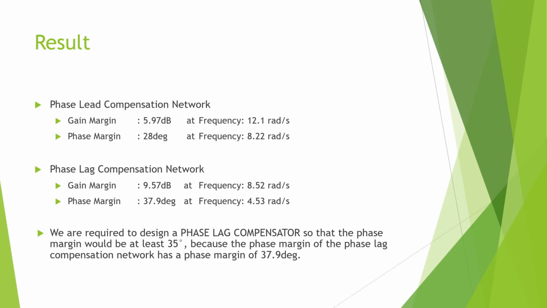These are the value comparisons of the phase lead compensation network and the phase lag compensation network. From the comparison, we are required to design a compensator so that the phase margin will be at least 35 degrees. And because the phase lag compensation network has a phase margin of 37.9 degrees, the phase lag compensation network is chosen.